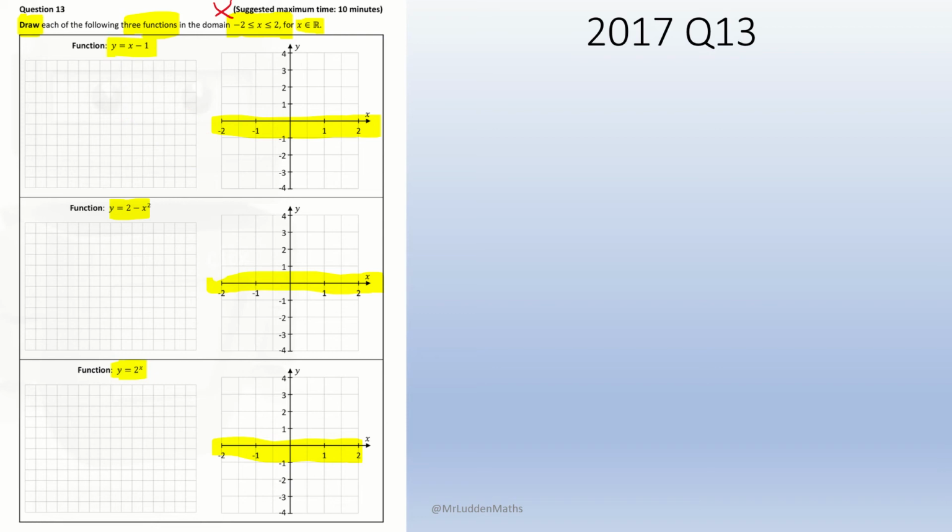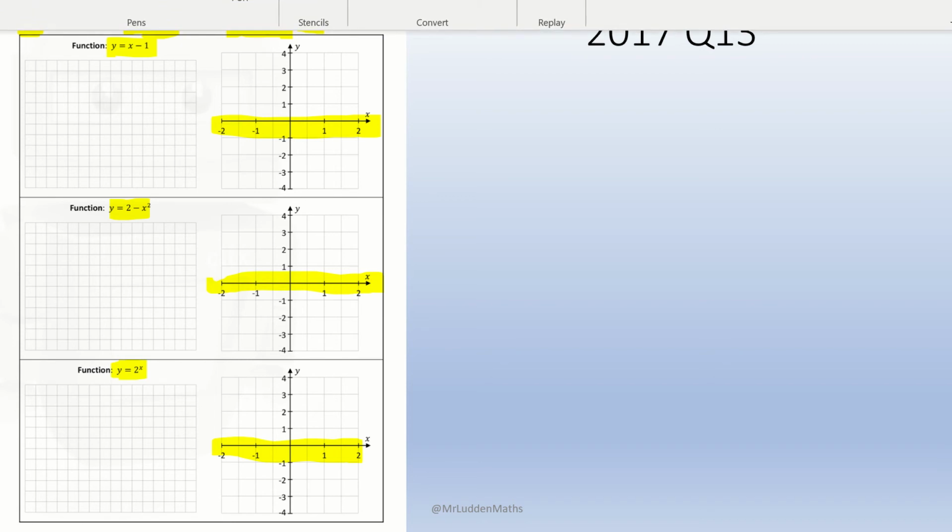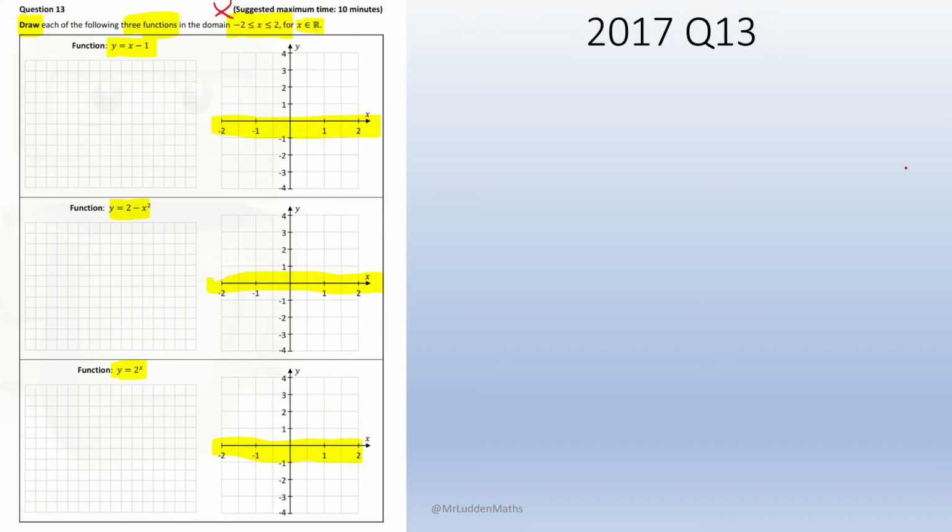Okay, there's 3 functions to get through. We know certain pieces of information from these straight away. We know that my first one is going to be linear because the highest power of x is 1. We know that it's going to go upwards because the number before my x, well, this is y is equal to x minus 1, but the number before my x, or my coefficient of x here, is 1.